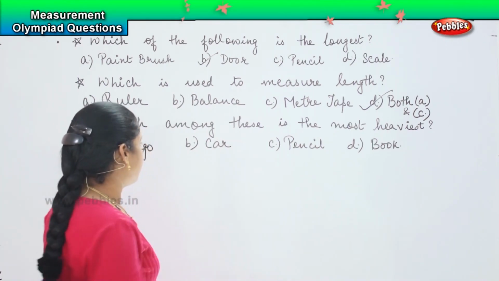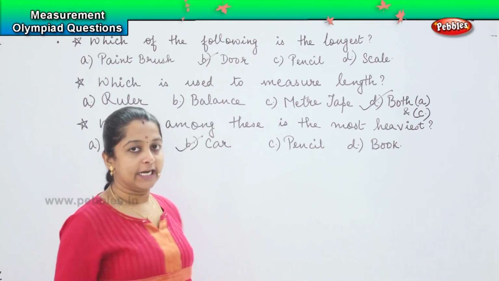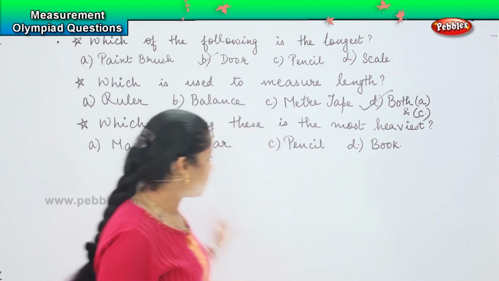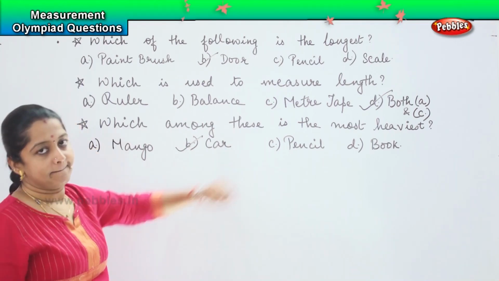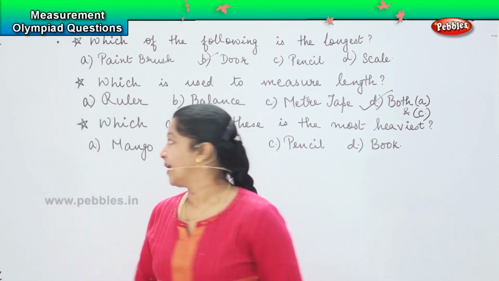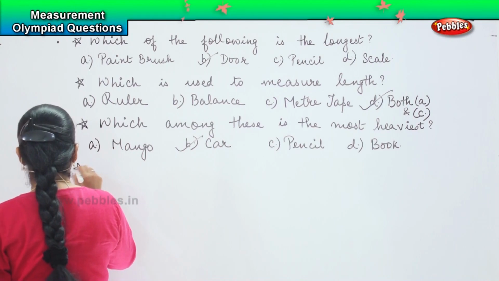Very good. The answer is car. It weighs the maximum. And which is the lightest among all? It is the pencil. Good. Coming to your next question.